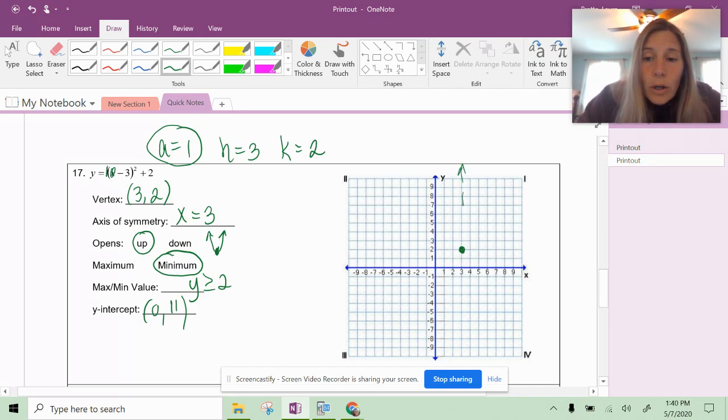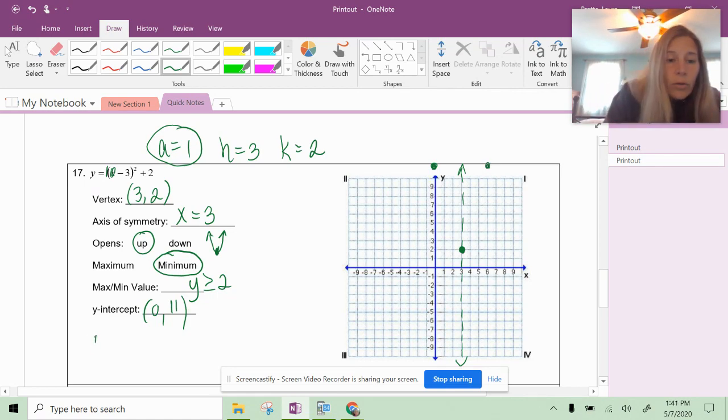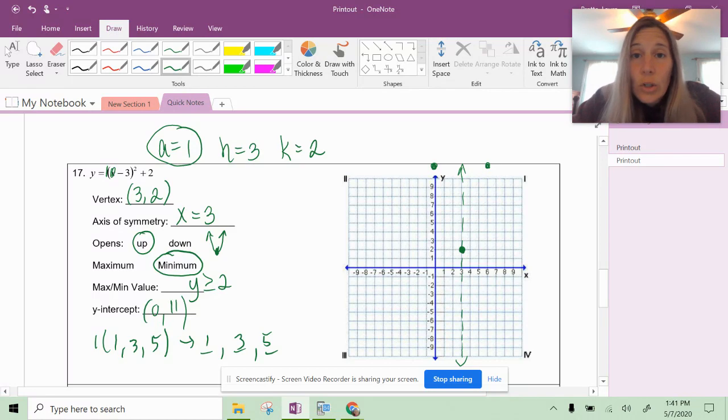Axis of symmetry going through that point. Now I already found the y-intercept, which is (0, 11), which is up here. So I could just go 3 boxes on this side as well. But if I want to use my little graphing pattern to get a couple other points, since it's just an a value of positive 1, it's not going to change the 1, 3, and 5.